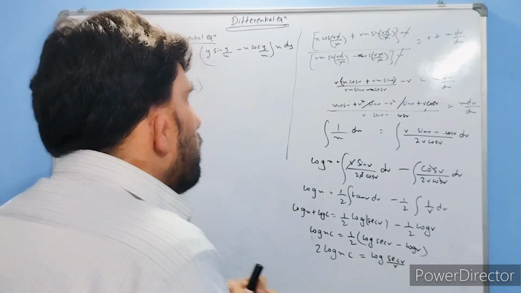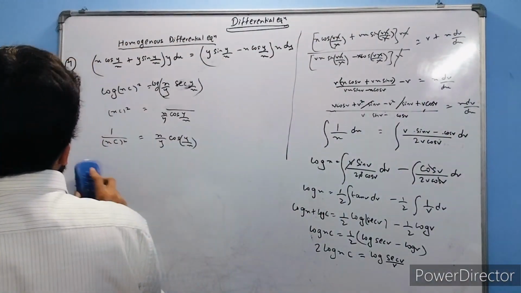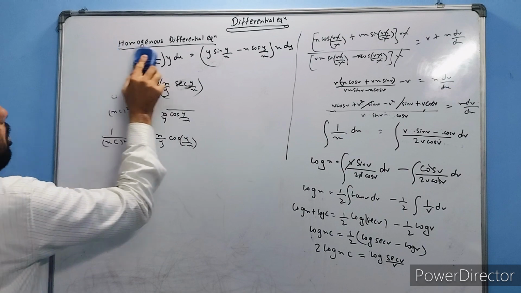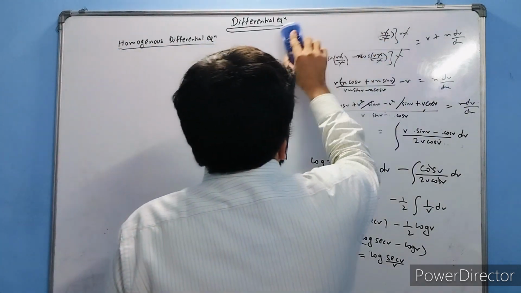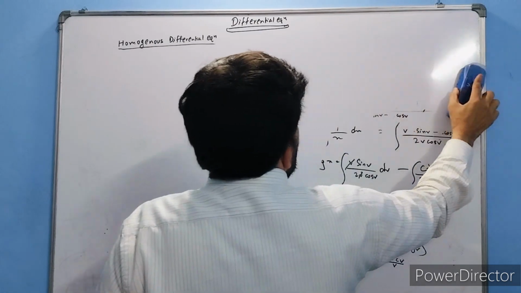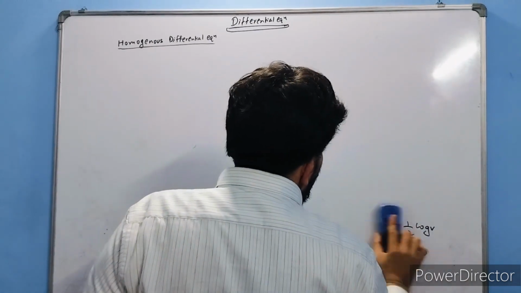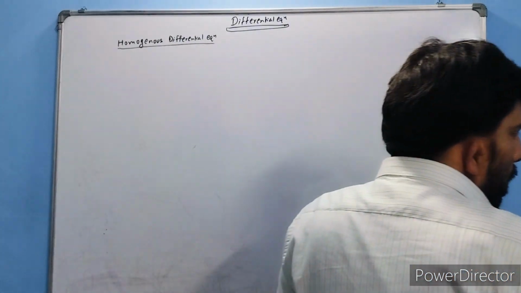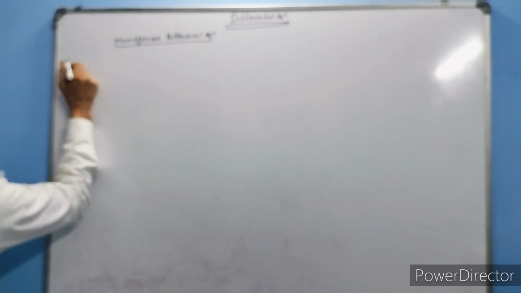Now let us try the next question. We have just solved only 7 numericals. Now let us try to solve the 8th numerical I have. So what is the 8th question we have? Let us see what they have given.